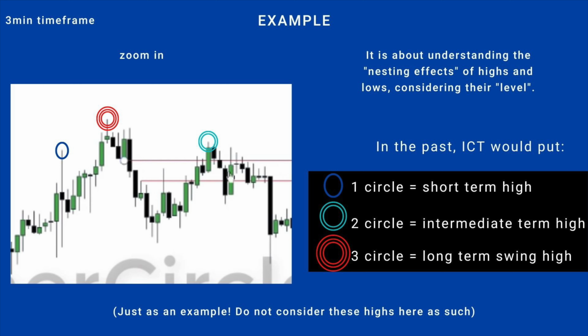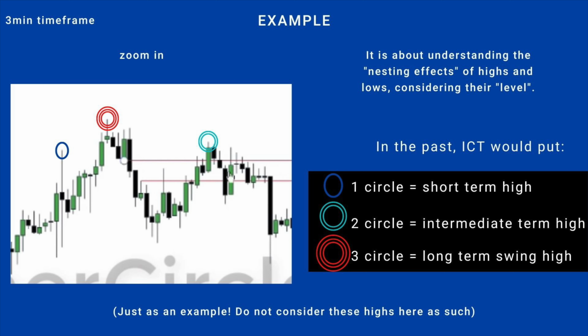lows and how they play into the structure of the price movements, in the past he would look at and assign his graph with one circle when he had a short-term high, two circles when he had an intermediate term high, and three circles when he had a long-term swing high. Please notice this is just an example applied to this graph. I'm not saying that these are actually long-term or intermediate or short-term swing highs. So it is just an example.